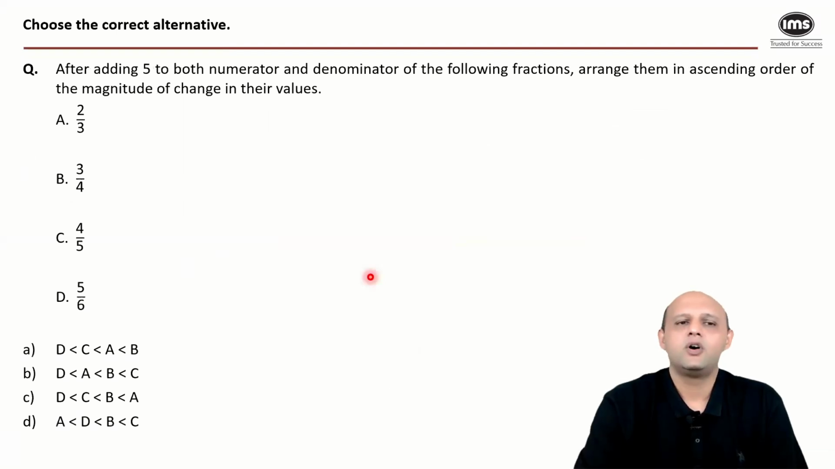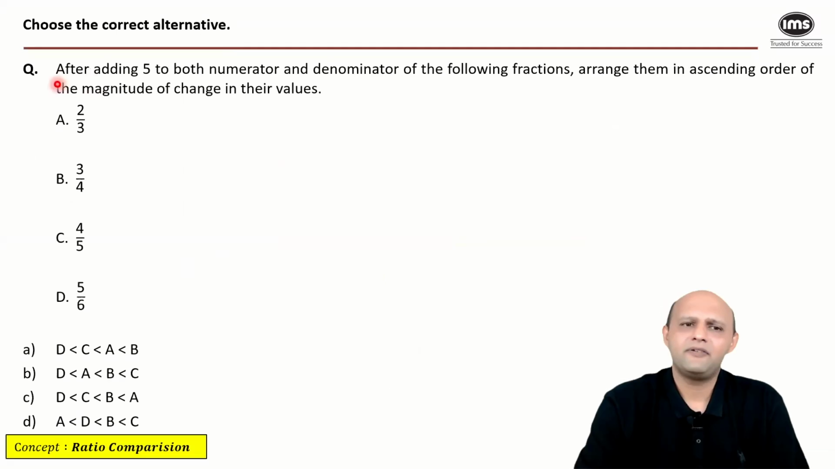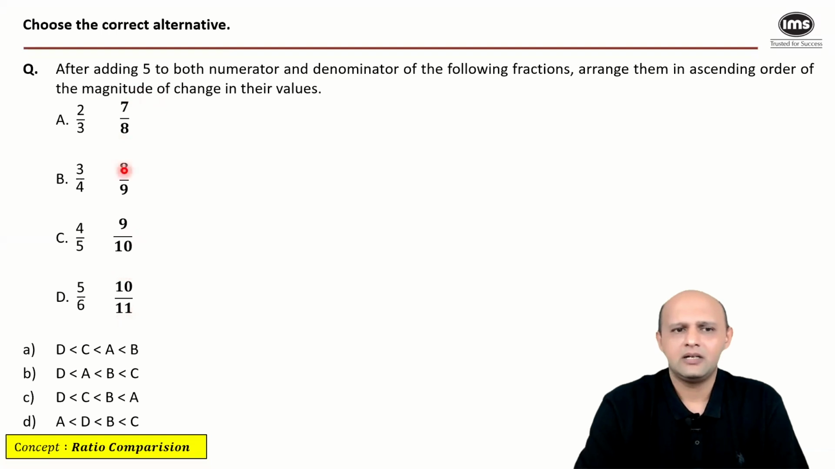A question here on ratio comparison. After adding 5 to both numerator and denominator of the following fractions, arrange them in ascending order of the magnitude of change in their values. Very, very important. It's not just ascending order, friends. It is magnitude of change in their values. So basically, initially, these are the values. Finally, you'll obtain values like 7 by 8, 8 by 9, 9 by 10, and 10 by 11. Now, the final minus the initial values would give you the change of their values, or the magnitude of change in their values.